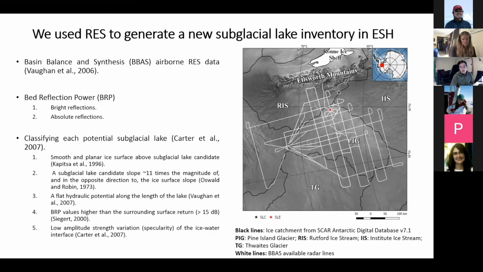And finally, we classify each successful lake candidate according to the degree of confidence we have, following the approach of Carter and colleagues in 2007.